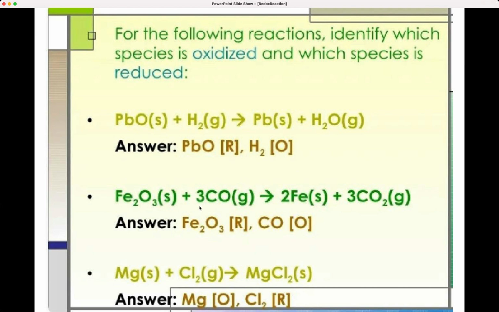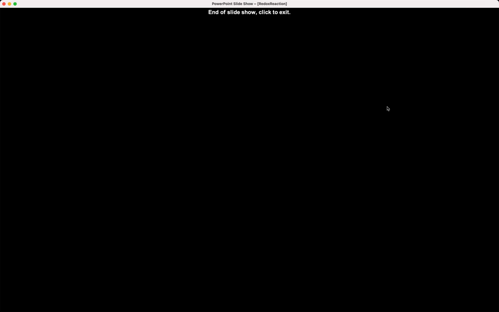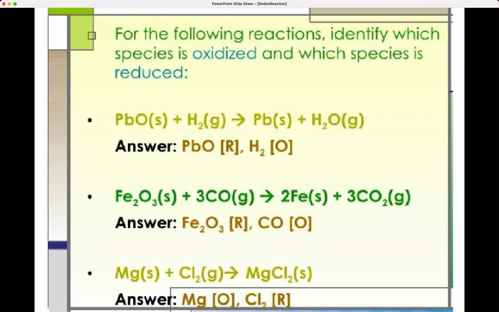And another example is Fe2O3 plus 3CO giving Fe plus 3CO2. In Fe2O3 oxygen is lost to give Fe, it is the reduction part. CO gains oxygen to give CO2, that is the oxidation part. Look, Mg plus Cl2 gives MgCl2, and Mg is the oxidation part and Cl2 is the reduction part over here. Now, you know magnesium is a metal and chlorine is a non-metal. Okay. So, with these short examples and short explanations, I have tried my maximum to put the concept very easily for you.